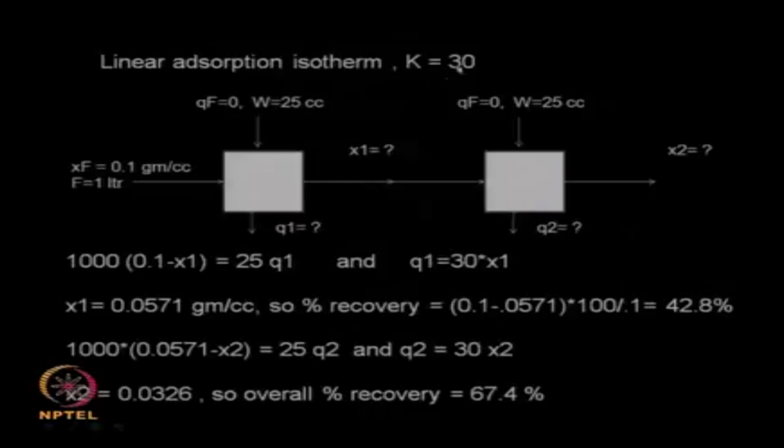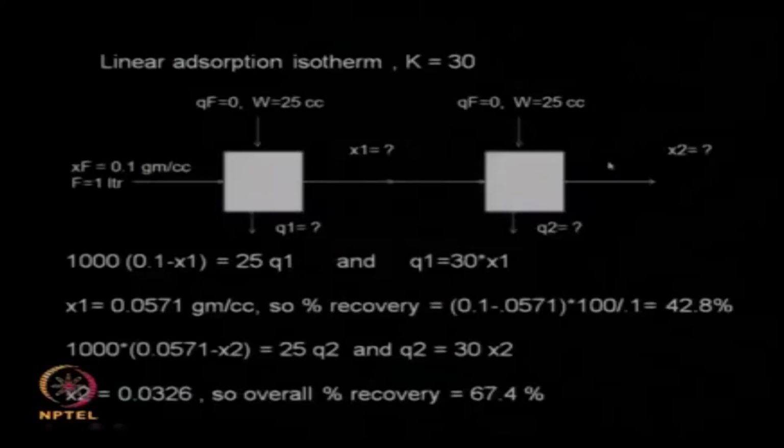Now Q1 is the concentration of the solute in the adsorbent, which is given by this linear isotherm. So Q1 equal to 30 x1, we can substitute this Q1 with this particular term and solve for x1, and we will get that x1 is equal to 0.0571. So the percentage recovery will be, you are reducing it from 0.1 to 0.057, so (0.1 minus 0.057) multiplied by 100 divided by 0.1, that comes out to be 42.8% efficient. So this particular stage helps you to adsorb 42.8% of the solute of interest.